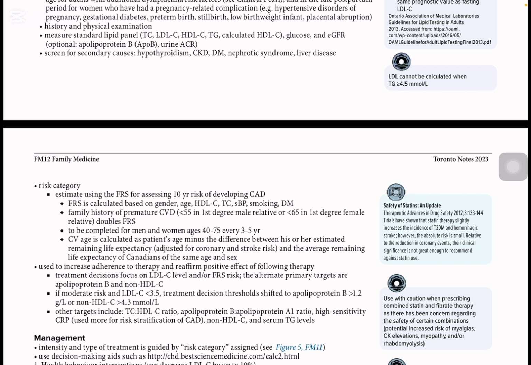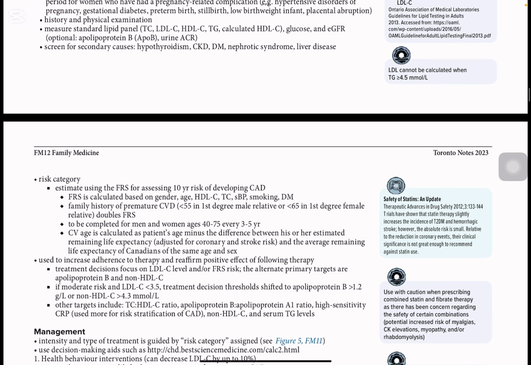Family history of premature cardiovascular disease, less than 55 in the first degree male relative or less than 65 in female, doubles the FRS. So if there is a young history of premature cardiovascular disease, then it doubles the FRS. To be completed for men and women age 40 to 75 every 3 to 5 years. CV age is calculated as the patient's age minus the difference between his or her estimated remaining life expectancy.